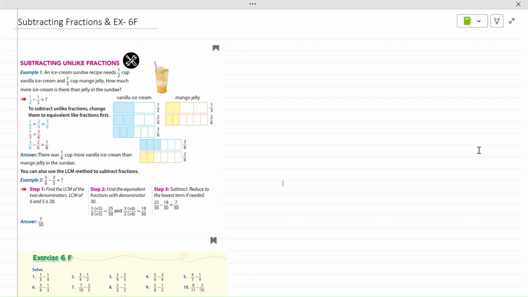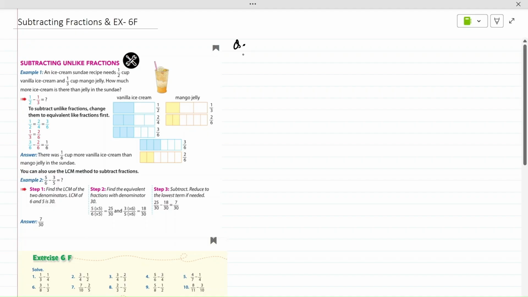Also, in the case of mixed numbers, we have to use the same rules. That is, we can subtract the whole numbers first and then subtract the fractions. The second method we can use is to change the mixed numbers to normal fractions and then do the subtraction. Okay, so let us pick exercise 6F directly and do the questions of subtracting the fractions.